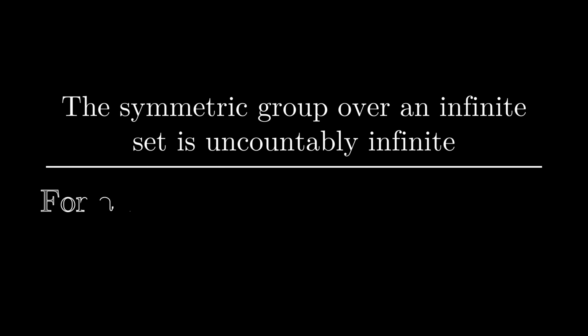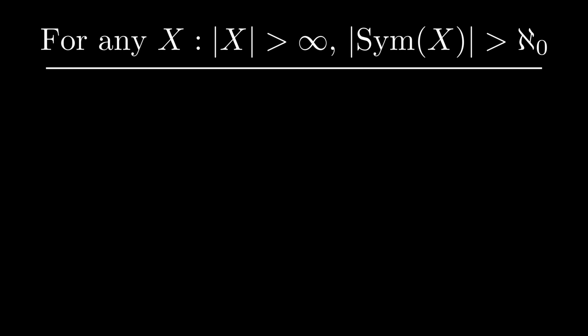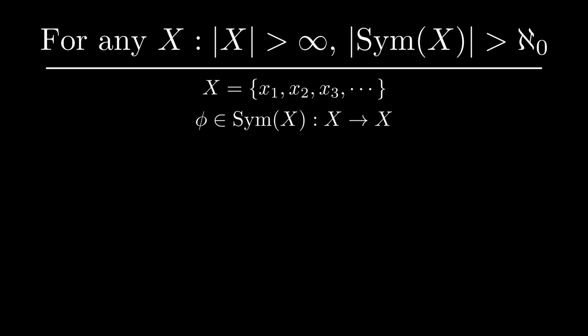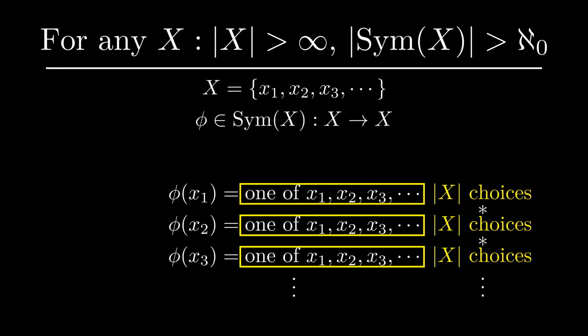For our next outside the textbook proof, we're going to prove that the symmetric group over an infinite set is uncountably infinite. First, let's define a couple things. We can just write out big X, the set, as x sub 1, x sub 2, x sub 3, all the way to infinity. Then we're going to define some phi inside the symmetric group of X, which obviously maps X to X. We note that phi can map x1 to any of the elements in X. In other words, we have the cardinality of X number of choices, and so on.